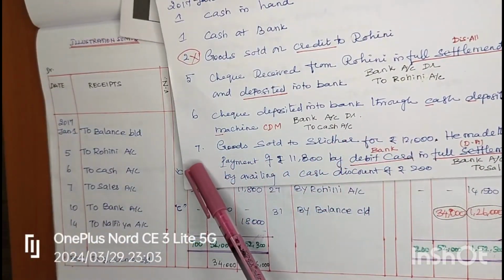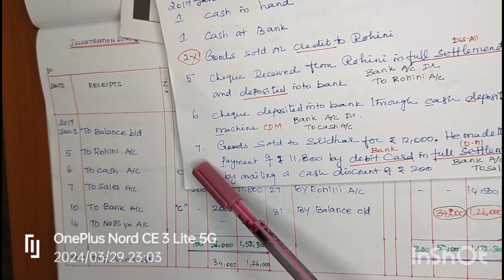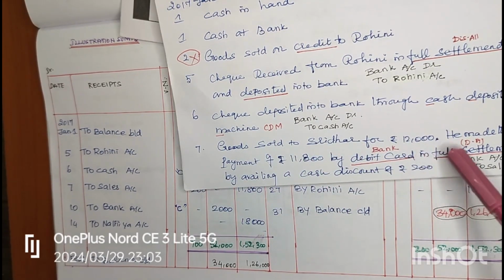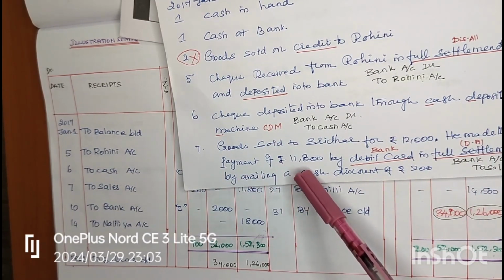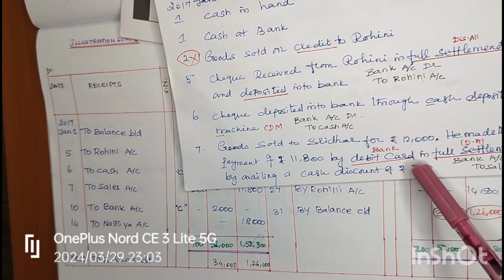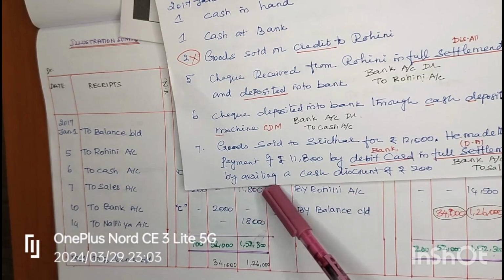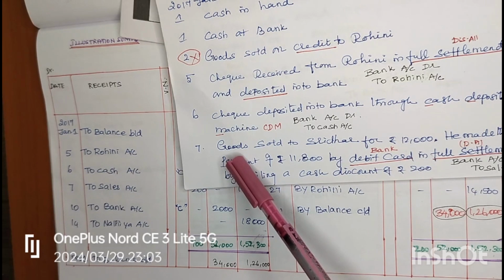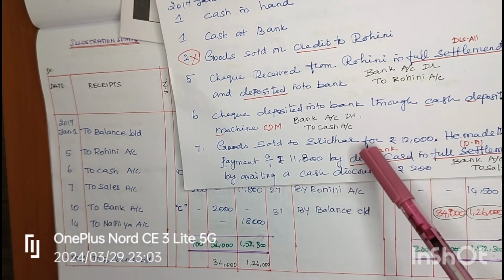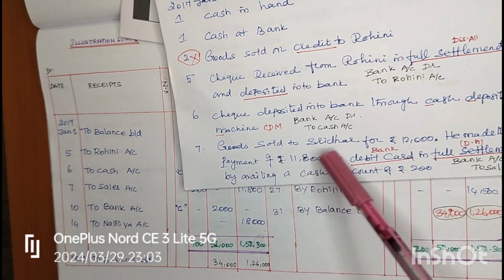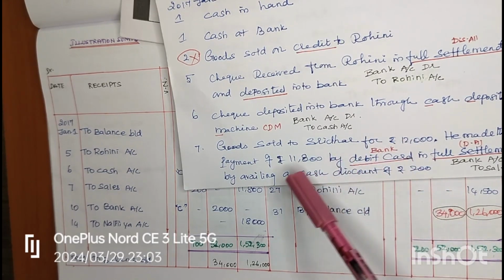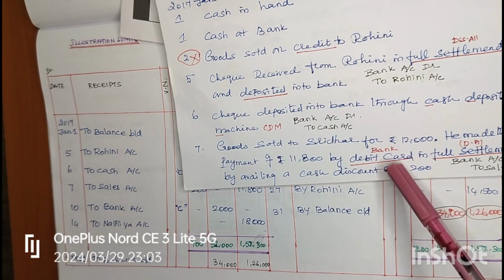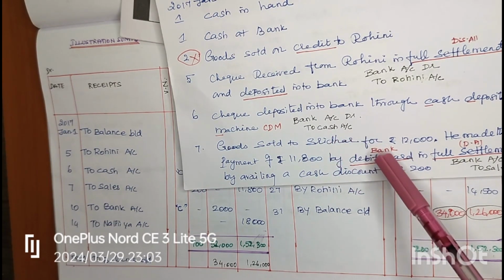The next transaction is January 7, goods sold to Sridhar for 12,000 rupees. He made the payment of 11,800 rupees by debit card in full settlement by availing a cash discount of 200 rupees. So listen here carefully. Goods sold to Sridhar for 12,000 rupees. What does this transaction tell us? You made sales through bank. Sridhar made a purchase from you through bank.